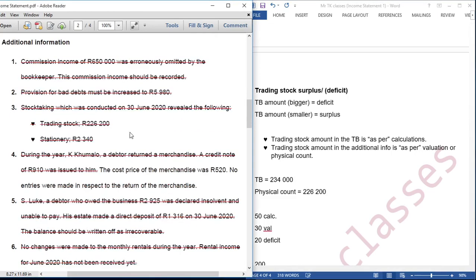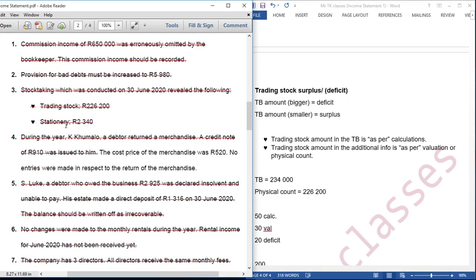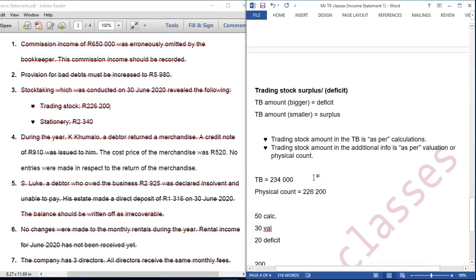Why? Because you have to come to this adjustment number 4. There is a merchandise which was returned. If a customer returns a merchandise, it will increase the inventory that you are having in the business. And if you go on with this adjustment, it's saying no entries were made in respect to the return of the merchandise. What are they saying here?